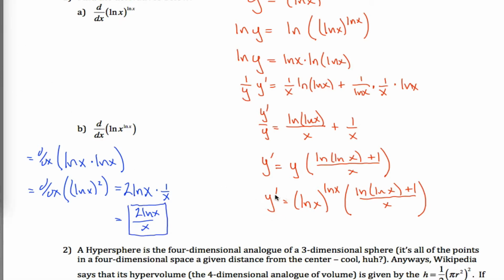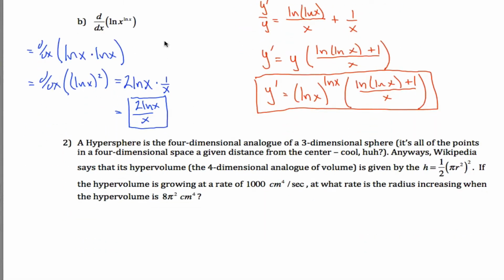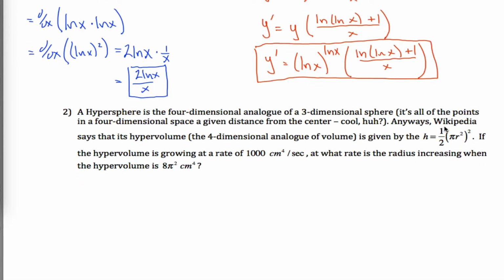Quite a bit easier than part A, which was a total mess, where our answer was this huge mess over here. Next problem, related rates. So this is totally different from what we're doing up here. Essentially, all you need is this.